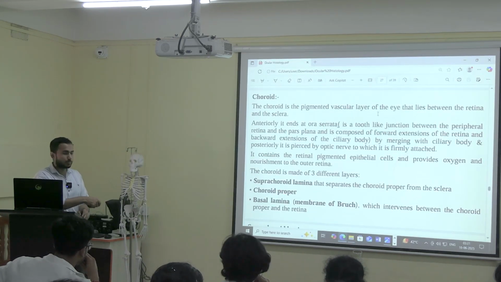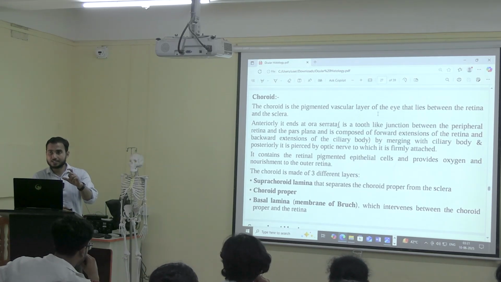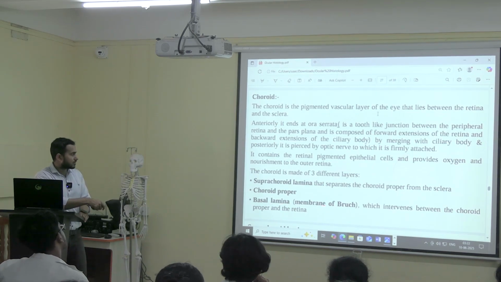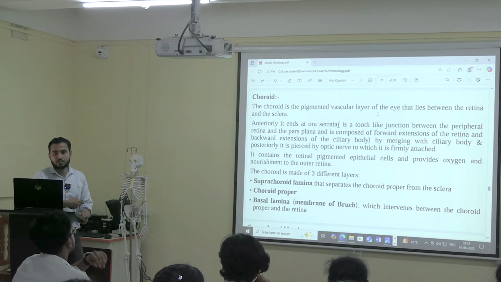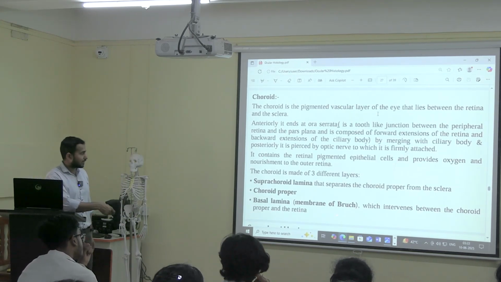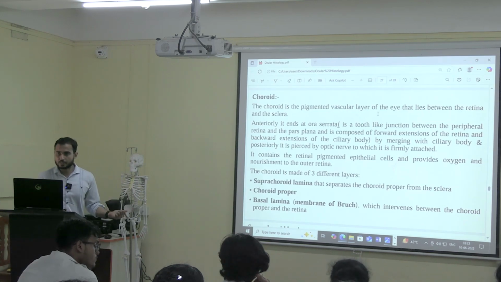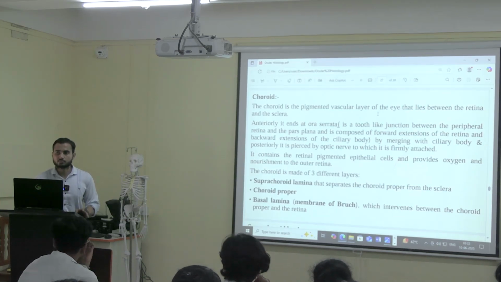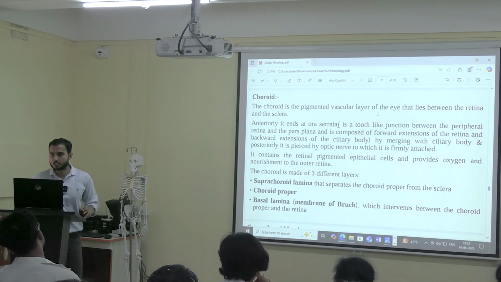After that, the choroid proper, or the stroma of the layer, makes up the main thickness. The basal lamina, also called Bruch's membrane, is present between the choroid and the retina. Through this membrane only, the nutrients reach the retina. This Bruch's membrane is very important. That's why different layers are present in Bruch's membrane.